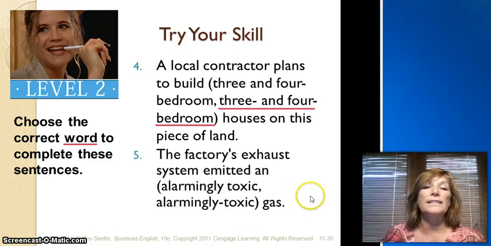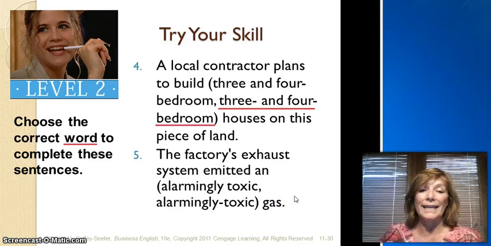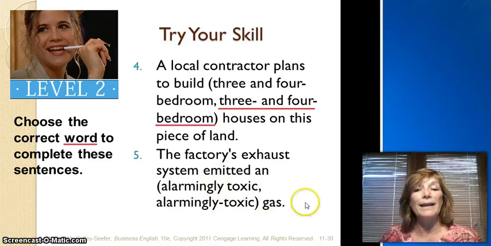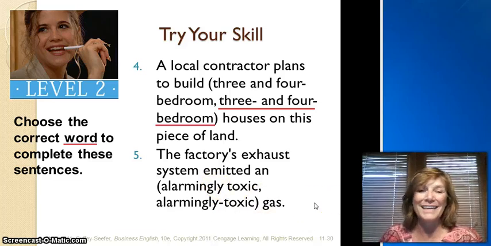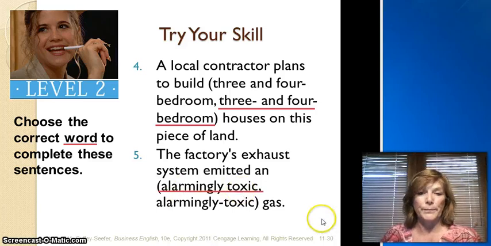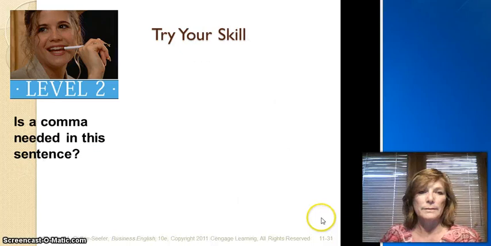Okay, the factory's exhaust system emitted an alarmingly toxic gas, with no hyphen or with hyphen. Well, this ends in "ly," so we don't hyphenate an adverb that ends in "ly." So it would be this one here.